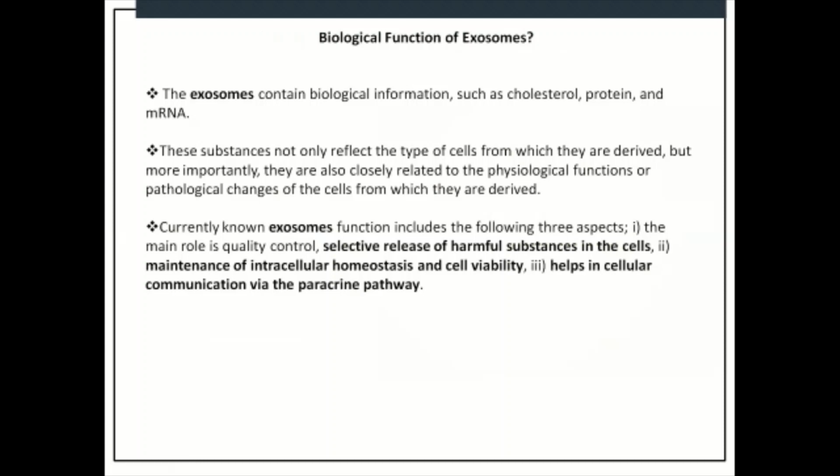So next we will look into the biological function of exosomes. As I said, when they were initially discovered, they were thought to be a cellular rubbish bag, but soon after, various important biological functions of exosomes were discovered. There are three main functions of exosomes. The first one is that the cell can use exosomes to selectively release harmful substances. The second one is that they help in maintaining intercellular homeostasis and cellular viability. And the third one is that they help in communication via the paracrine pathway.